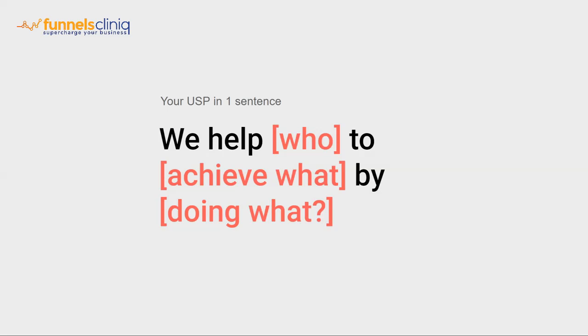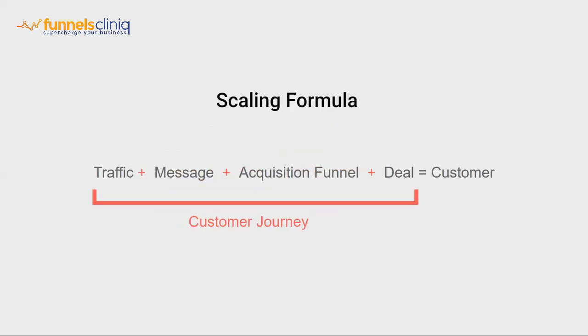So again, the first thing is we identify this, and we did this in the previous video, so if you haven't checked it out, please do that. We identified who we are helping to achieve what by doing what. So now let's see what the formula actually is, how to do that in a scalable way. So this is it, basically.